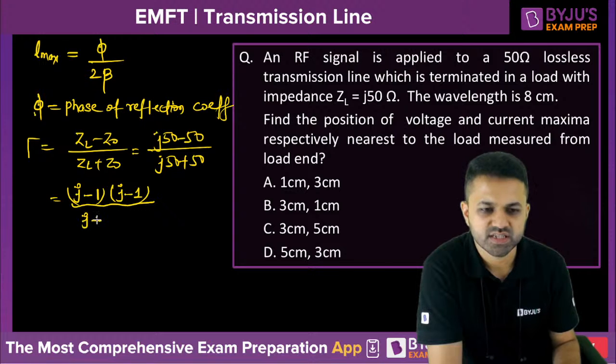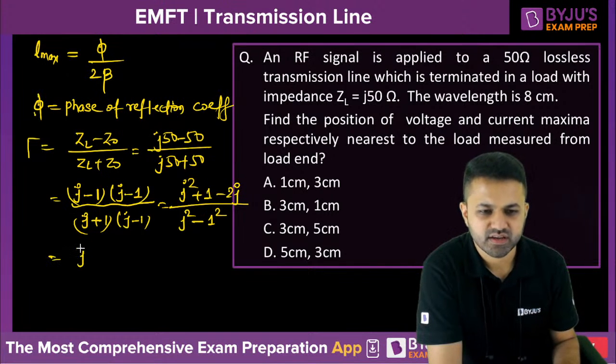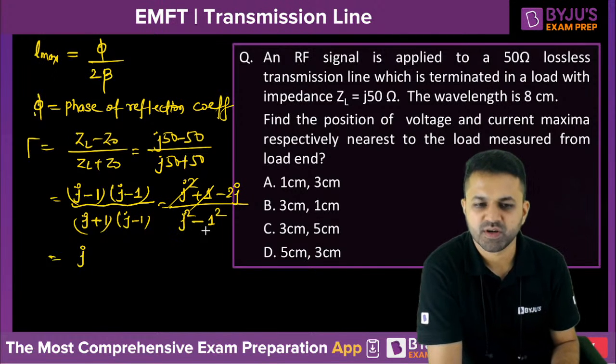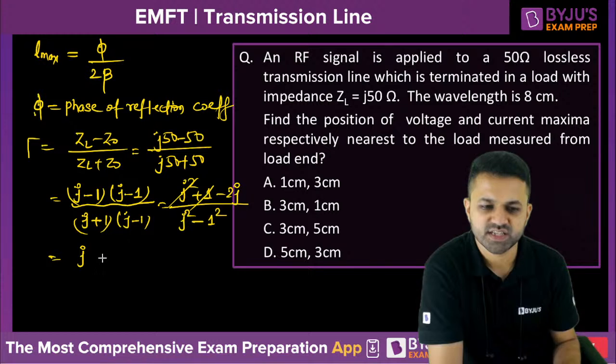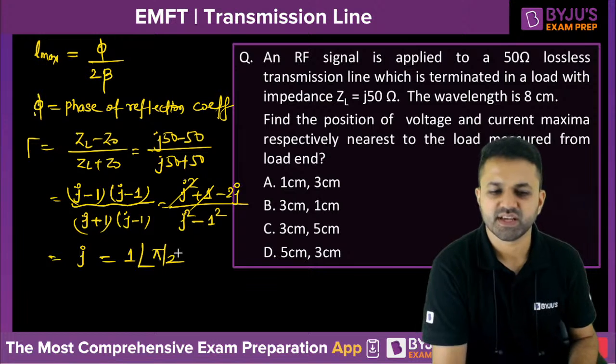Let's rationalize it. We multiply by (j minus 1) over (j minus 1). So the numerator is (j minus 1) whole square, which is j square plus 1 minus 2j, divided by j square minus 1 square. The numerator will be minus 1 plus 1 minus 2j, which is minus 2j, and in the denominator also we get minus 2. So minus 2 and minus 2 get cancelled, and we get j. So we can write it as 1 at an angle of pi by 2. The magnitude of the reflection coefficient is 1 and the phase is pi by 2.